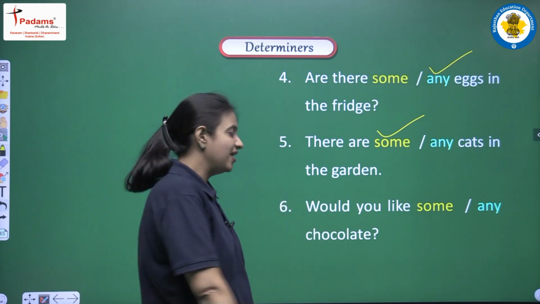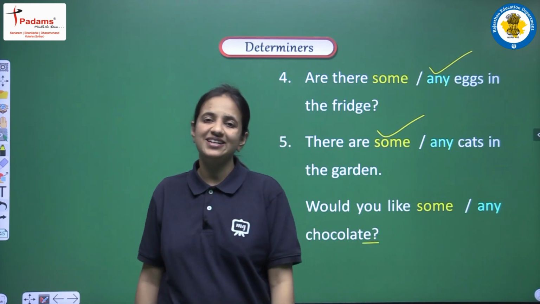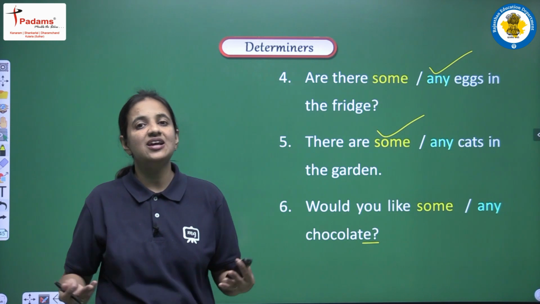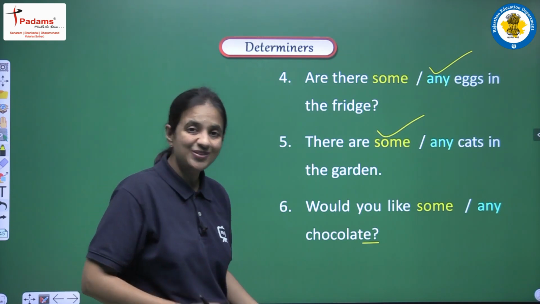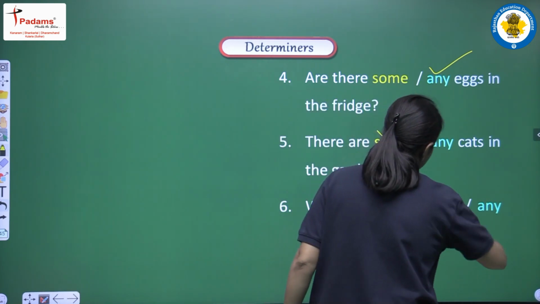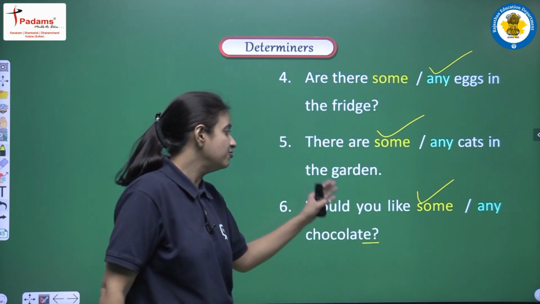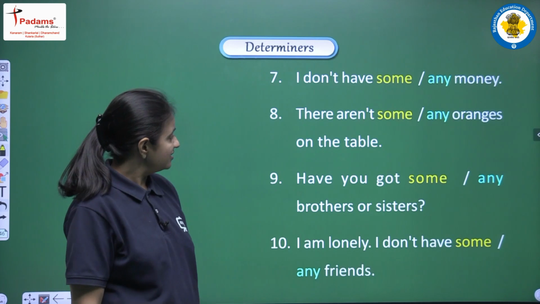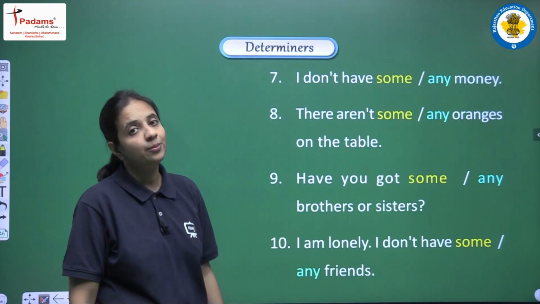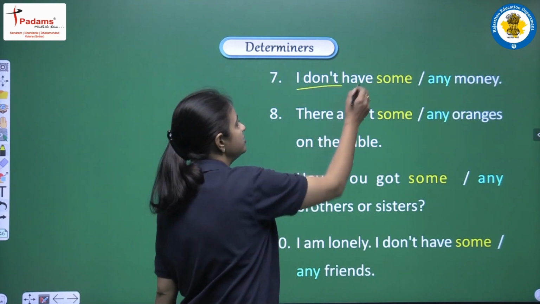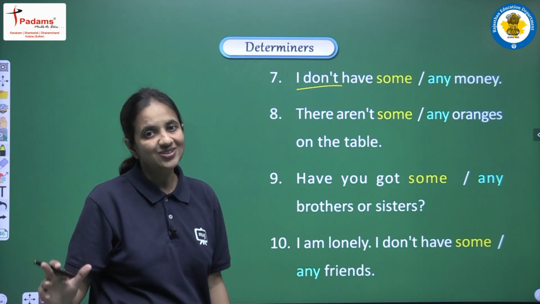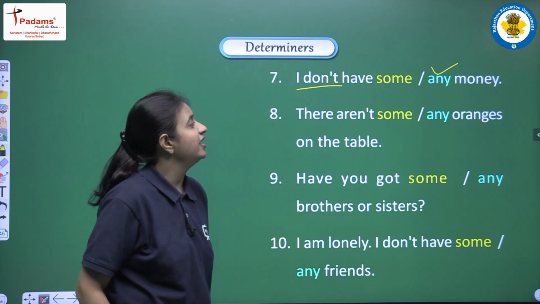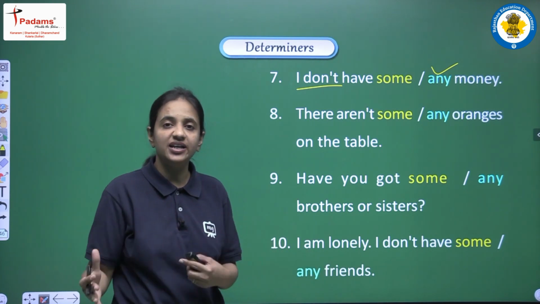Yes, we have a question mark at the end of the sentence, but in the sentence we are offering chocolate, we are giving an offer, right? Because of this reason our answer will be some, and the sentence will be would you like some chocolate. Next sentence is I don't have money. Here don't means do plus not, a negative sentence, so our answer will be any, and the sentence will be I don't have any money.